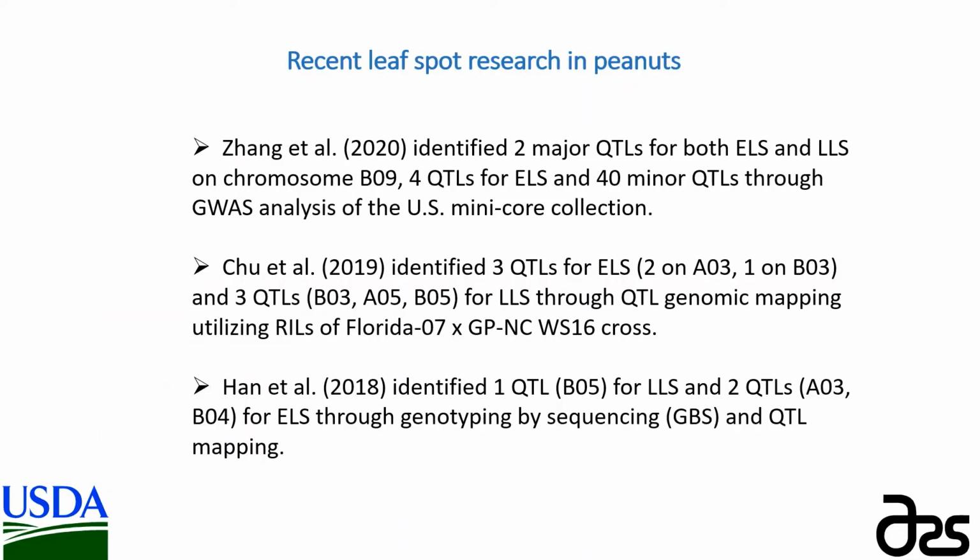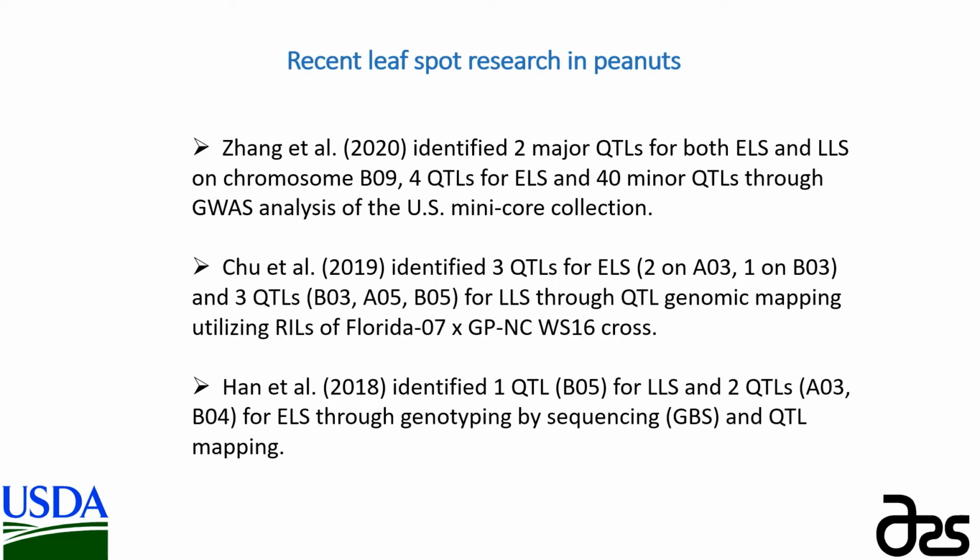Recent research on leaf spot resistance has identified major and minor QTLs, indicating that the leaf spot resistance trait is complex. Zhang et al. in 2020 identified two major QTLs for both ELS and LLS on chromosome B9, as well as 4 QTLs for ELS and 40 minor QTLs through GWAS analysis utilizing the US Minicore collection.